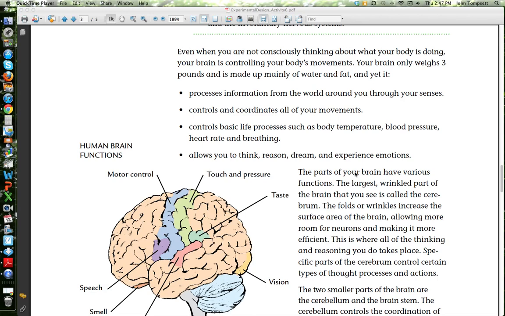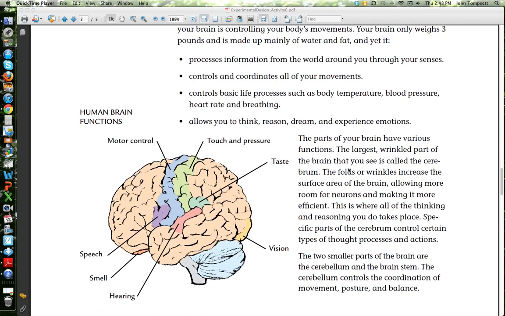The parts of your brain have various functions. The largest, wrinkled part of the brain that you see is called the cerebrum. The folds or wrinkles increase the surface area of the brain, allowing more room for neurons and making it more efficient. This is where all the thinking and reasoning you do takes place. Specific parts of the cerebrum control certain types of thought, processes, and actions.